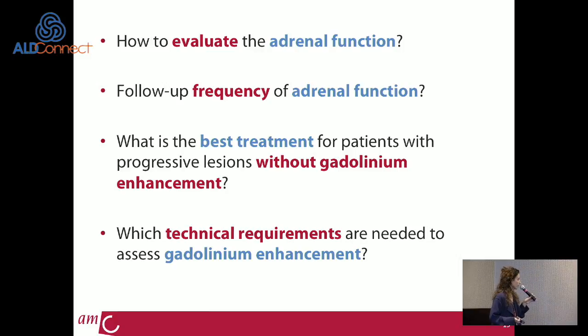And what kind of questions are we evaluating in the pathway? For instance, how do we evaluate the adrenal function? We know that a lot of boys and men with ALD get adrenal insufficiency, but what is the best way to evaluate this? And how often do you have to do that? And in our center, we've been having patients who had progressive white matter lesions, but who didn't have the typical gadolinium enhancement. What is the best treatment for these patients? And what actually are the best technical requirements that you need to assess gadolinium enhancement? Do you have to wait 3 minutes after administration, 5, 10, 15? What is best?